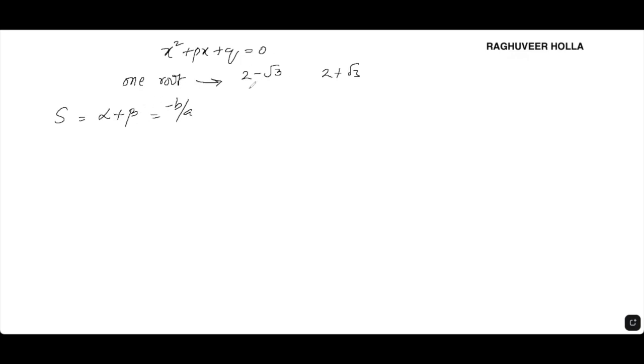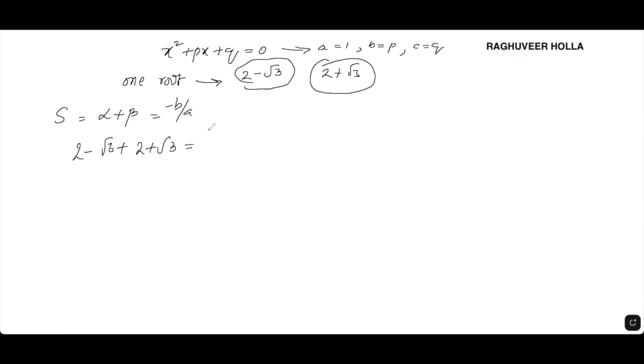If you consider this as one root and this as another root, alpha and beta, then 2 minus root 3 plus 2 plus root 3 is minus b by a. Here, a is 1, b is p, and c is q. Putting that in, minus b by a is minus p. So we got p as minus 4 when we sum the two roots.